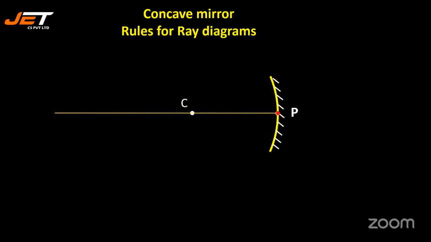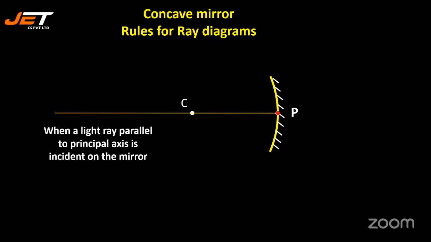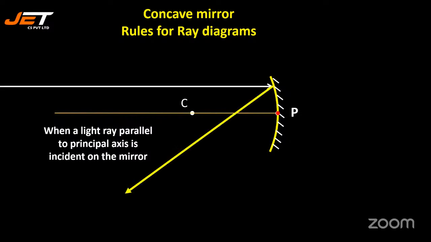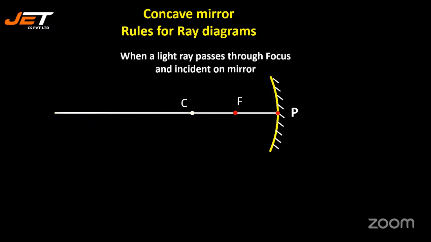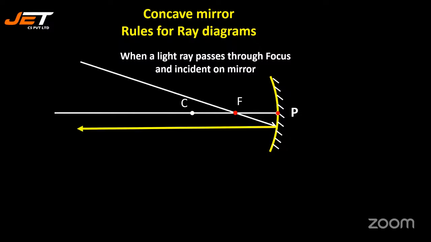All right. So here is a concave mirror. A ray incident parallel to the principal axis, incident on the mirror, will get reflected and pass through focus, and that's called the principal focus of the mirror. Next would be a ray passing through focus, incident on the mirror, will get reflected and pass parallel to the principal axis.